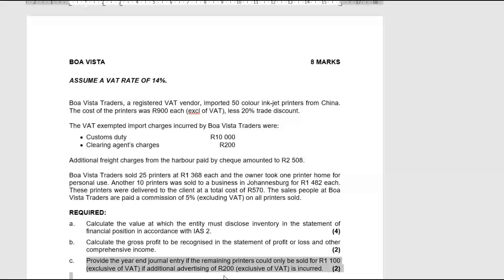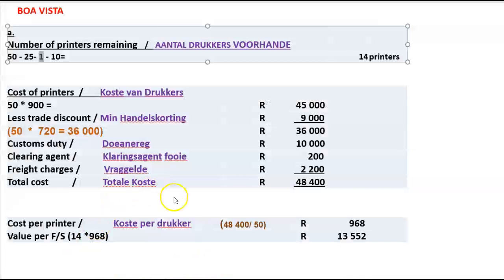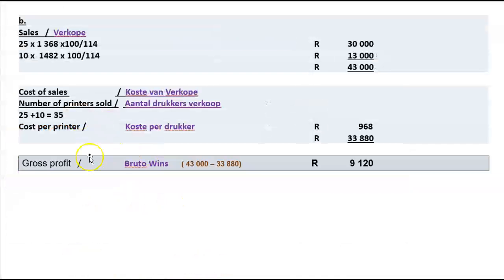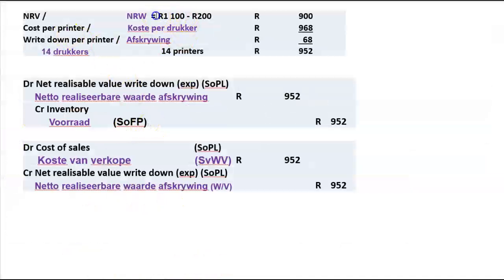Always, always, always. So if I give you the selling price inclusive of VAT, I have to take out the VAT first. If I give you compulsory selling cost inclusive of VAT, I have to take out the VAT first. Now in this question, the VAT has already been taken out of all those figures. Remember, this additional advertising cost is a compulsory cost because I say that these printers will only be sold if I incur the additional advertising cost. So my net realizable value is 1,100 less 200 Rand compulsory selling cost, which gives us 900 Rand per printer.